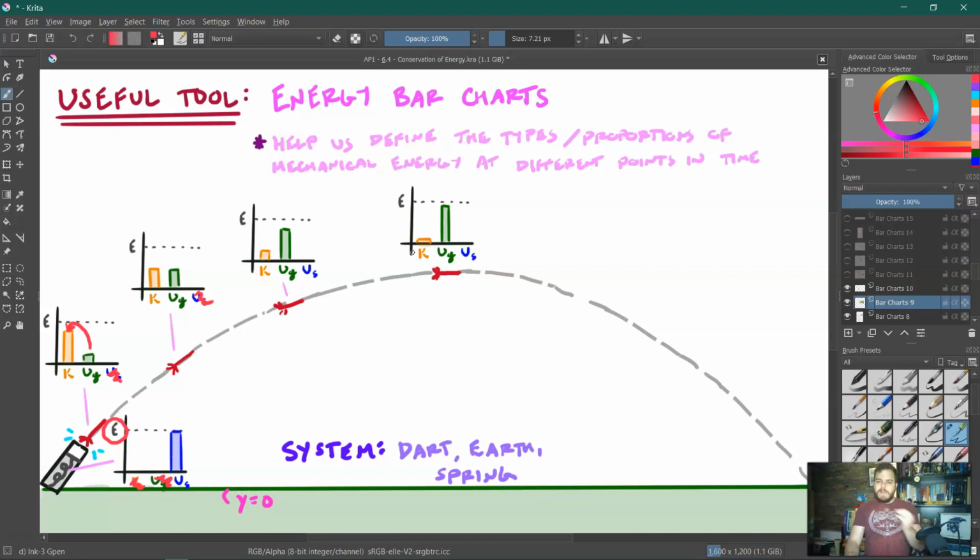So we're going to just have a little bit of kinetic, a lot of gravitational potential, but once again, if we add these bars together, we would still be adding up to the total mechanical energy E.